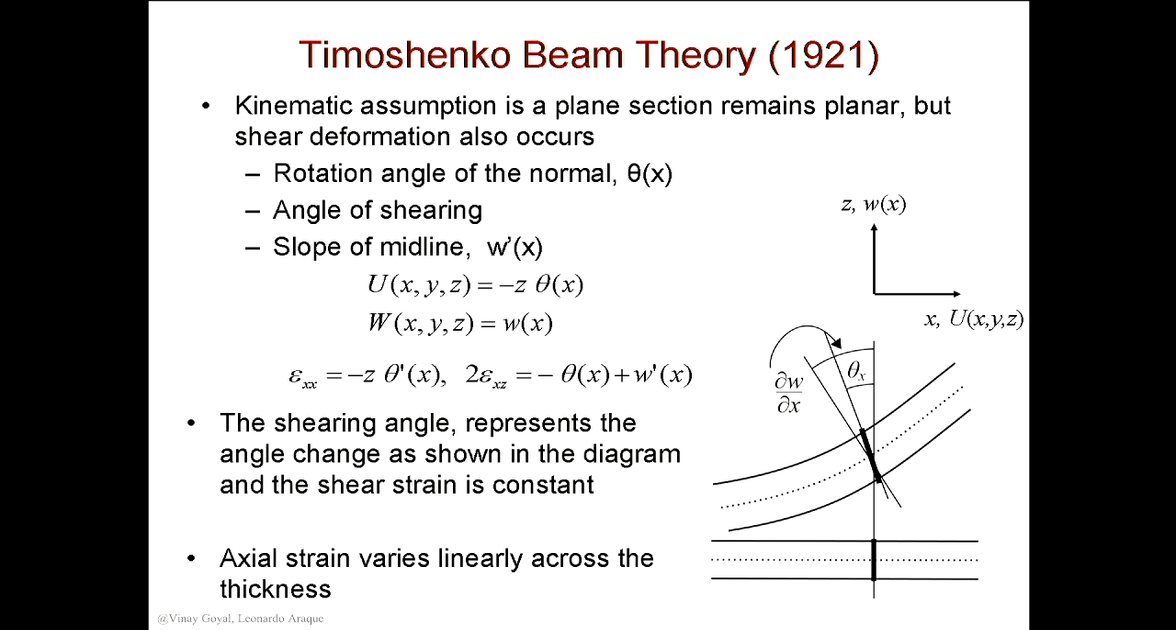Why is it 2 times epsilon xz? The definition here is that the engineering shear strain gamma is twice the tensor strain epsilon xz, right? Okay, that's the definition.